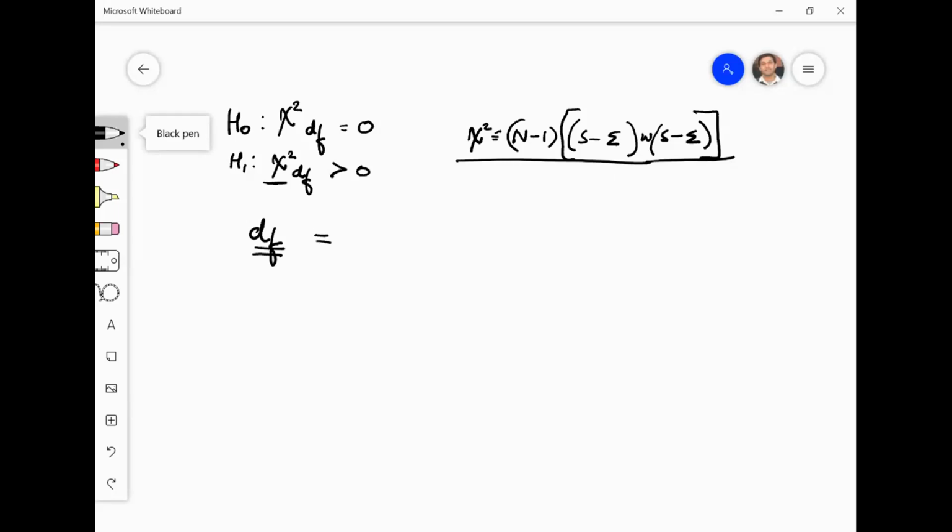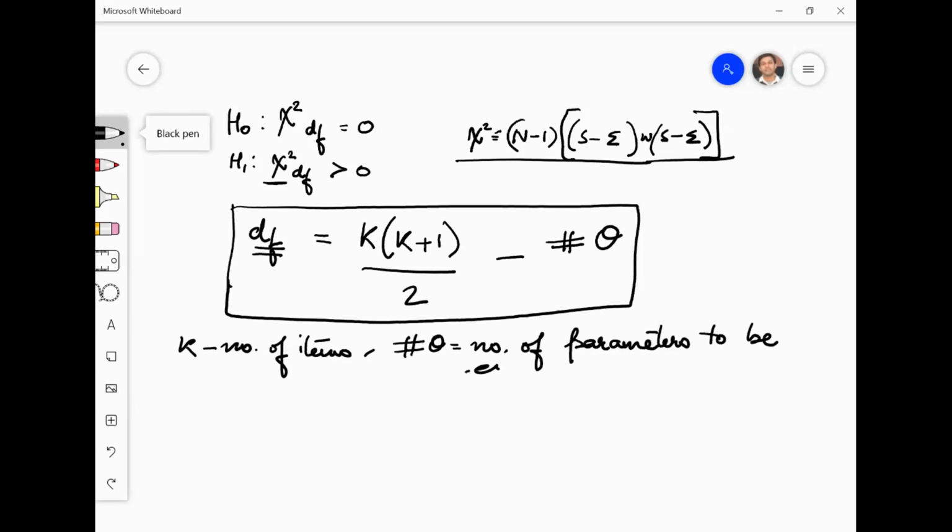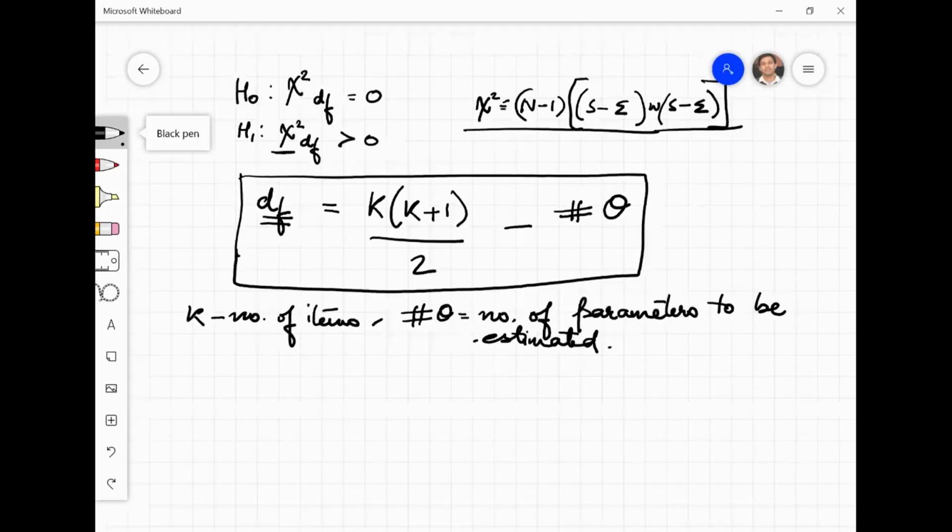Degrees of freedom are computed by this formula: k(k plus 1)/2 minus hash theta. So this is the formula for computing degrees of freedom in the model, where k is the number of items and hash theta is the number of parameters to be estimated.